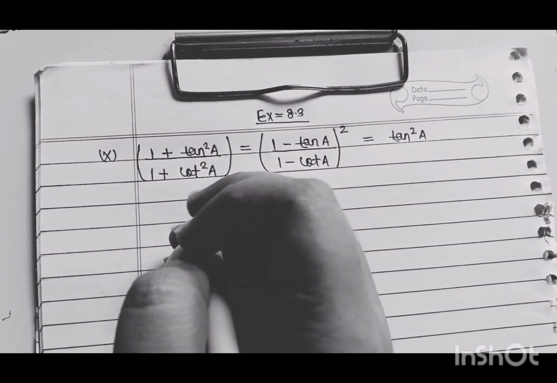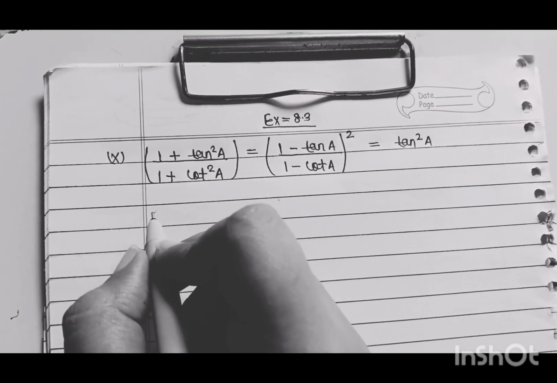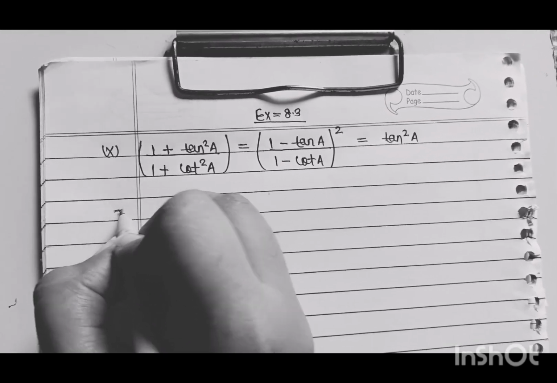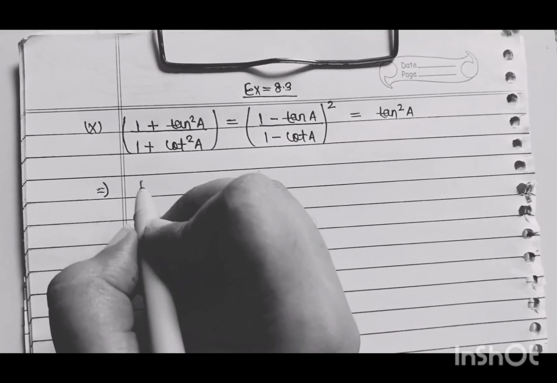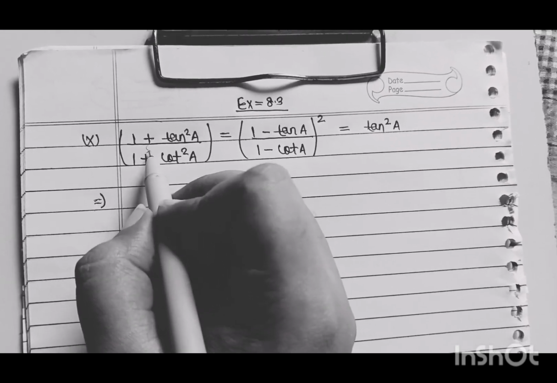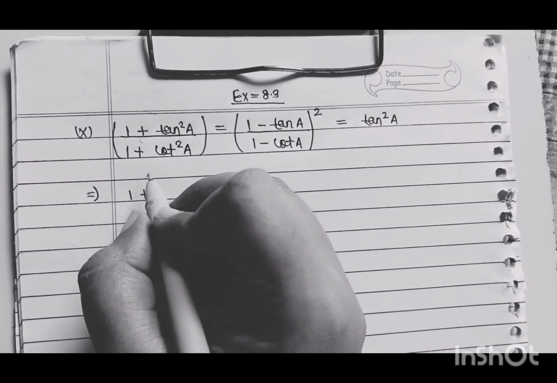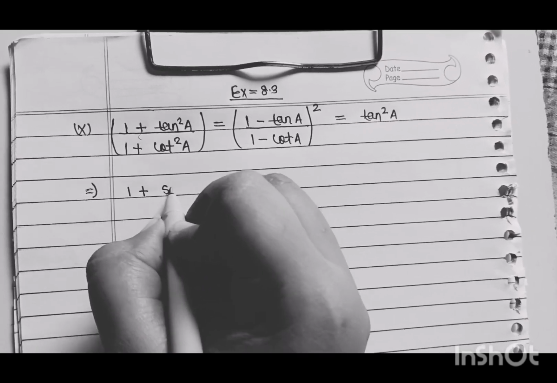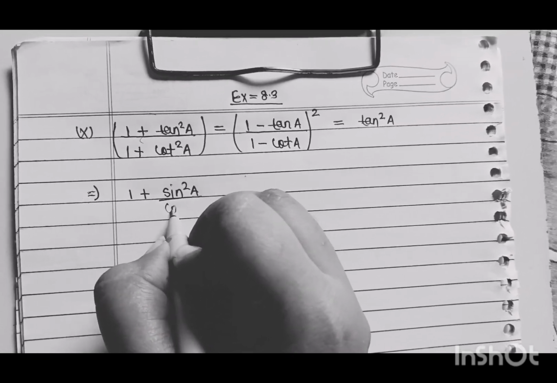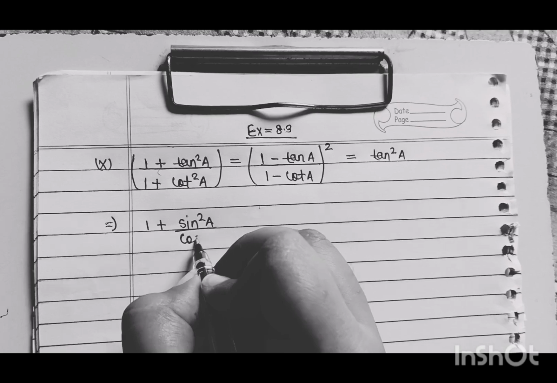Good morning, everyone. So, here is question number 10 of exercise 8.3. First, we will resolve the LHS of this equation, which is 1 plus tan square A. We can write tan square A as sin square A divided by cos square A.